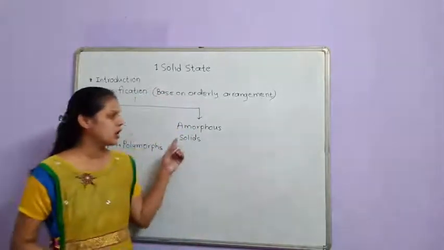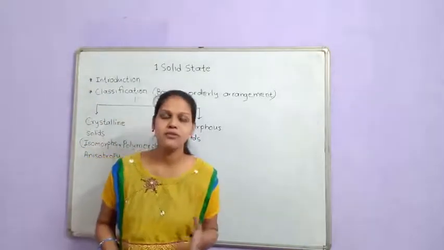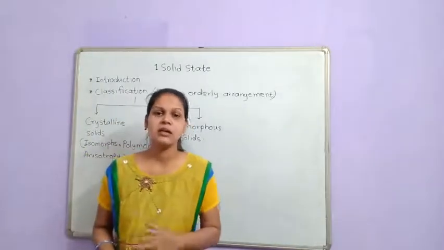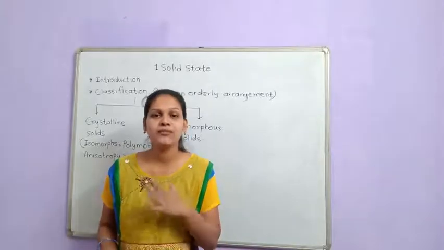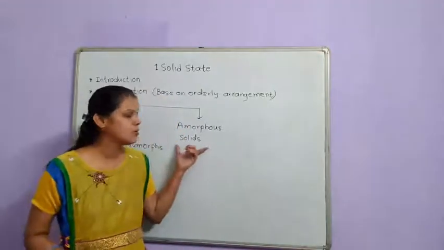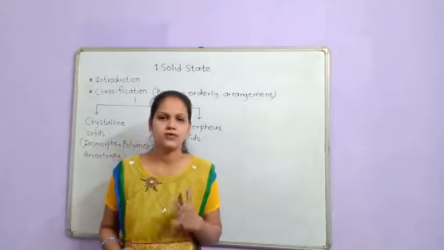And amorphous solid: amor means no, morphous or morph means form. If there is no orderly arrangement, then there is no particular form or orderly arrangement in the particles of that solid. Therefore, such a solid is called an amorphous solid.